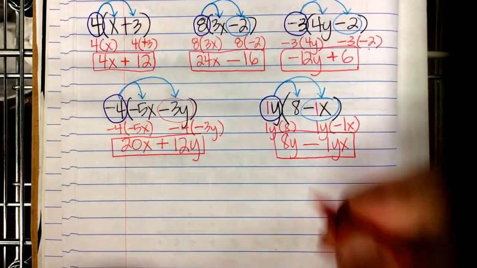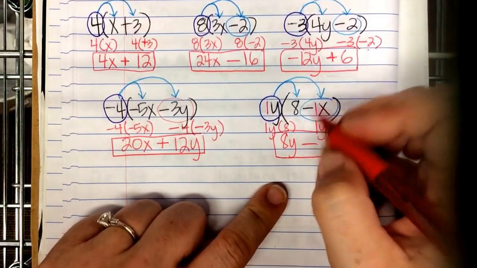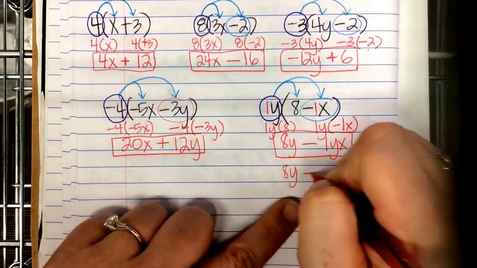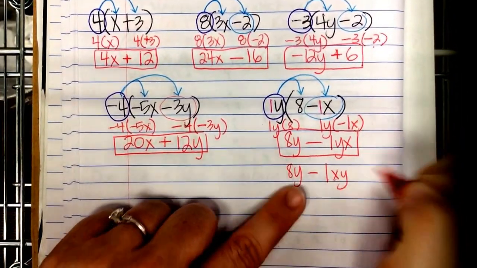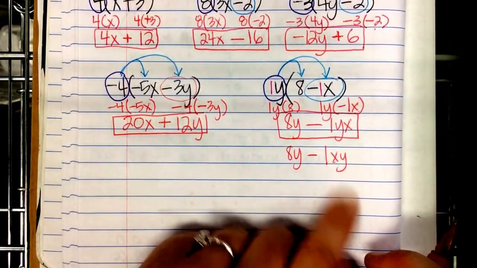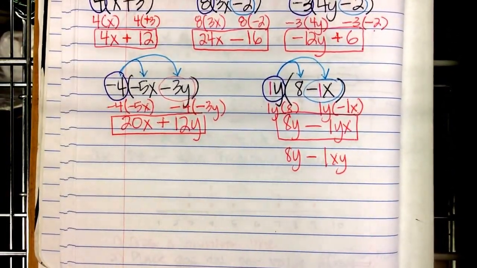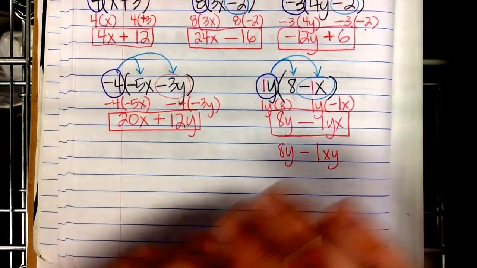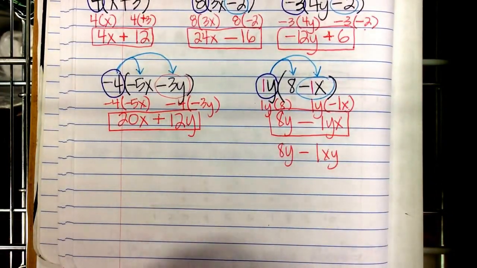Now, there are some mathematicians out there, me, that are going to say, you know what? It's better to write xy. If you ever have two variables together, put them in alphabetical order. But right now, I don't care. If you get them both, I don't care what order they're in.